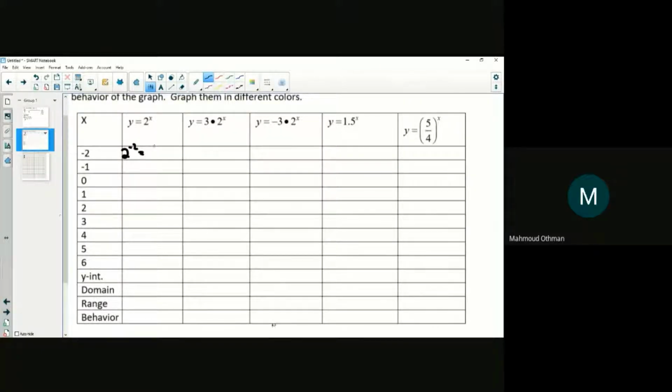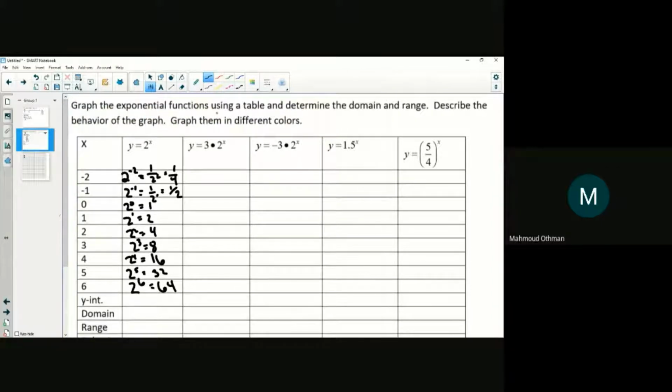2 to the negative 2 is going to be 1 over 2 squared, which equals 1/4. 2 to the negative 1 equals 1 over 2 to the 1, which equals 1/2. 2 to the 0 is going to equal 1. 2 to the first power equals 2. 2 squared is going to equal 4. 2 cubed is going to equal 8. 2 to the 4th is going to equal 16. 2 to the 5th equals 32. 2 to the 6th is going to equal 64.